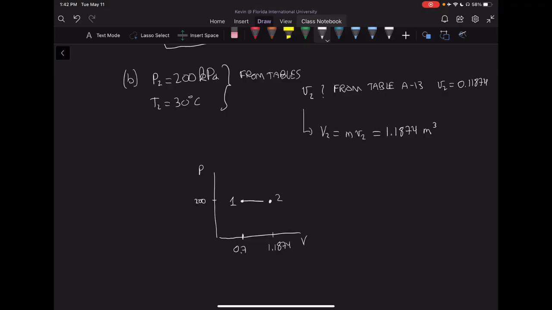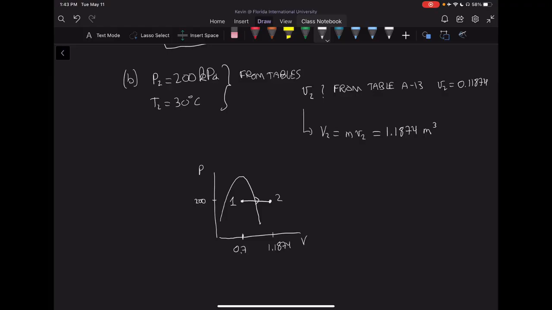And so we see that our process from 1 to 2 would follow a straight line from 1 to 2. Now, if we were to add our boundary lines that define whether we have a saturated mix or a superheated region, it would look something like this. So we would start as a saturated mix, and as the system is heated up, we go outside of the saturated mix, the pressure stays constant and the volume increases.